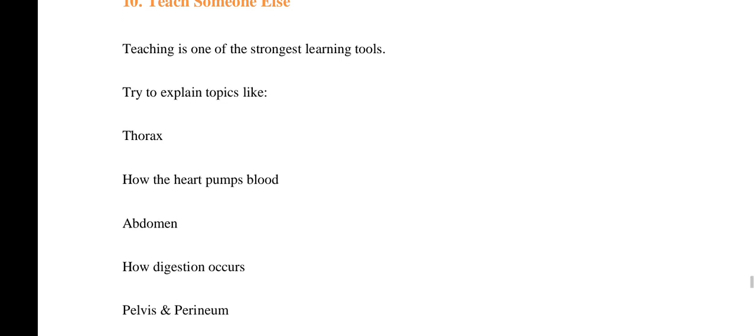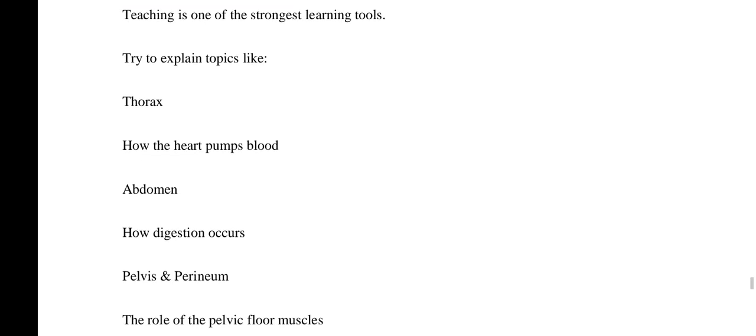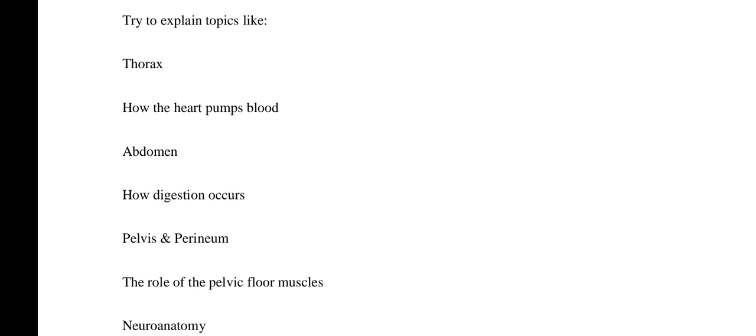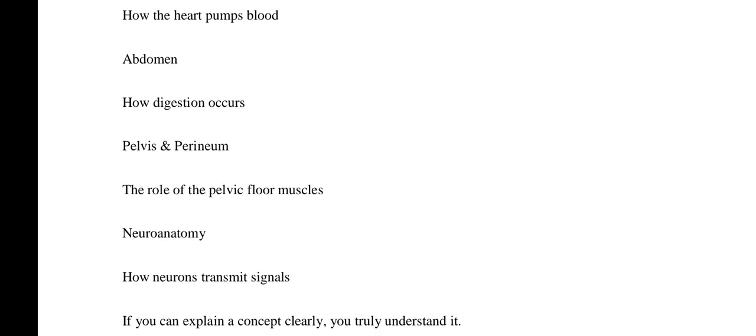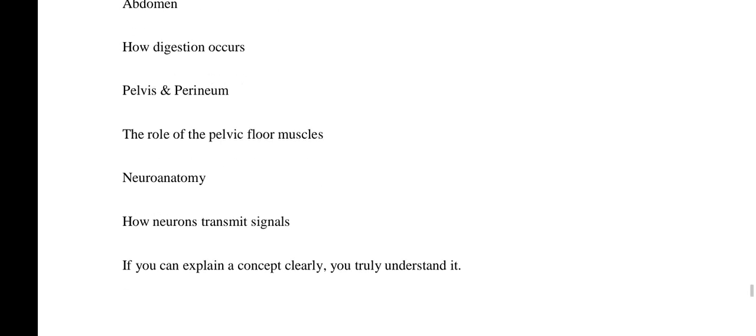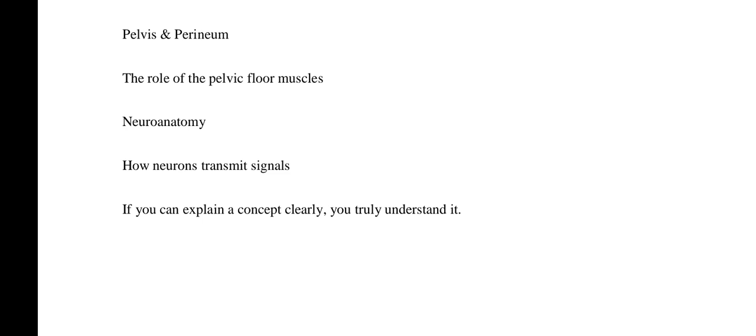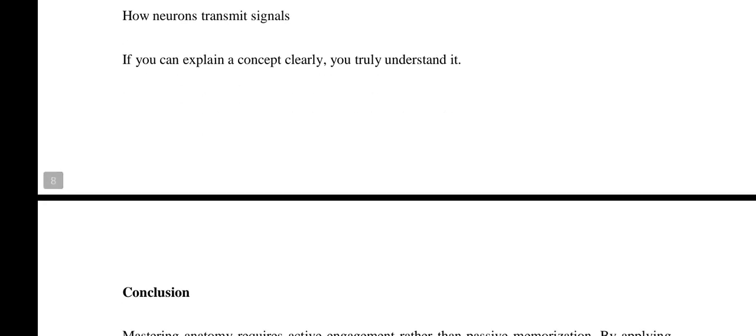Teach the topic. For the thorax, you can teach how the heart pumps blood; for the abdomen, how digestion occurs; for the pelvis and perineum, the role of the pelvic floor in childbirth. In neuroanatomy, you can try to teach how neurons transmit signals. When you explain the concept clearly, you truly understand it. The more you teach, the more you understand. I hope these 10 tips I've given you will make it easier for you to study anatomy.